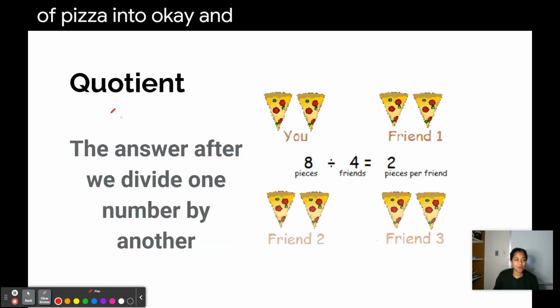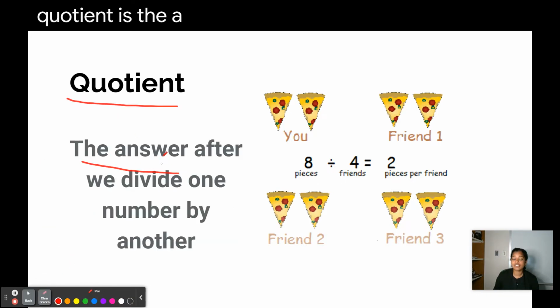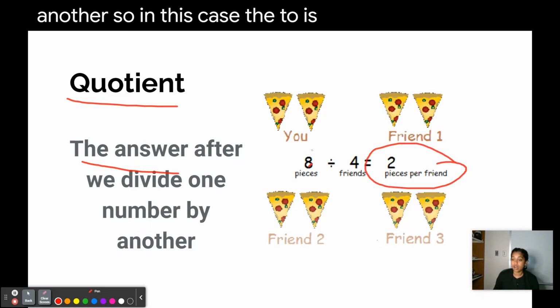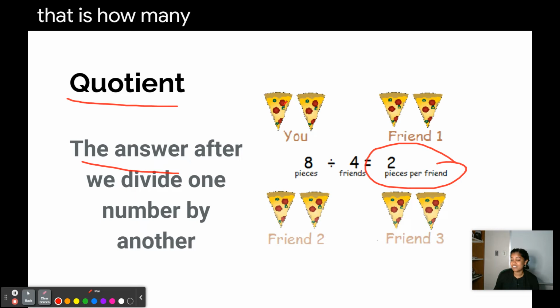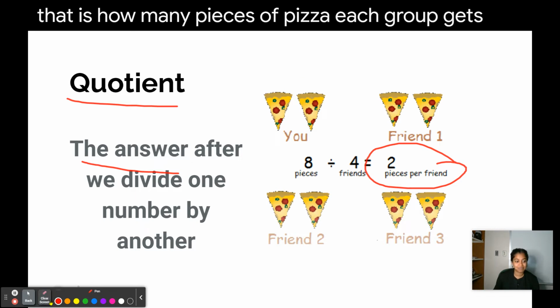Okay, and let's go over quotient. The quotient is the answer after we divide one number by another. So in this case, the 2 is our quotient. That is how many pieces of pizza each group gets.